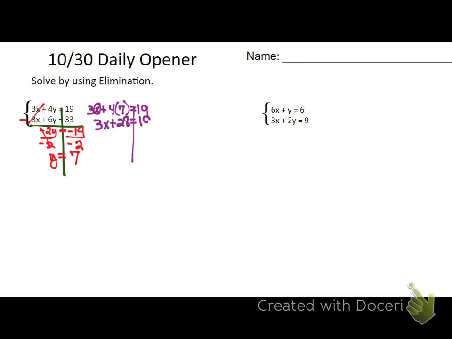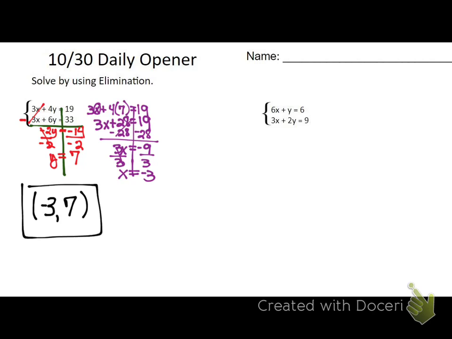I rewrite my equation, and minus 28, and you get 3x equals negative 9. And then divide by 3, and then negative 3. So my answer is going to be written as an ordered pair. Positive 7, right? There you go. Nice. Good. Ben, did you get that? Yep. Good job.